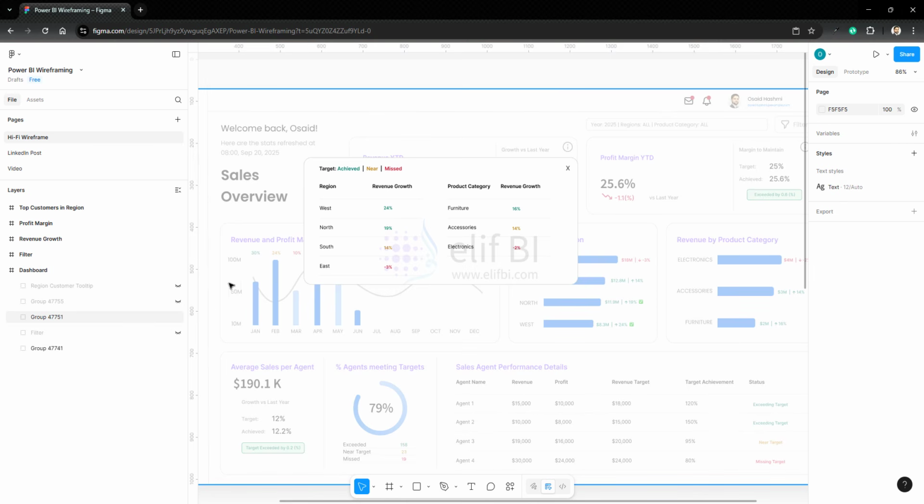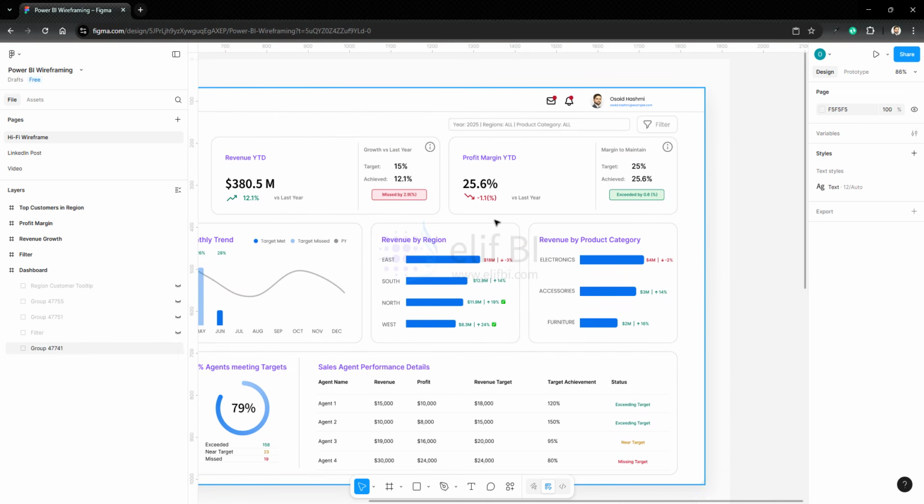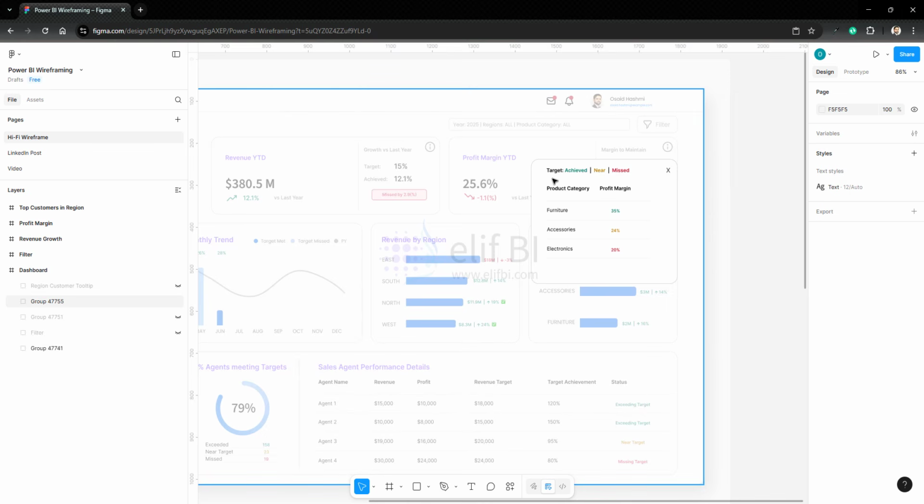So once you click on it, it will be closed. Then on the right hand side, we've got the same thing for the profit margin, the same details, the actual number versus last year, and then the target and achieve. Here again, once I click on this information icon, I would be seeing something like this: the target achieved, near or missed, and product category and profit margin.